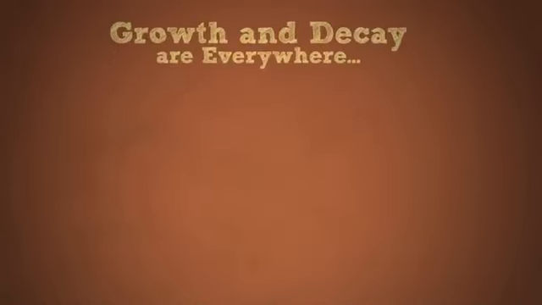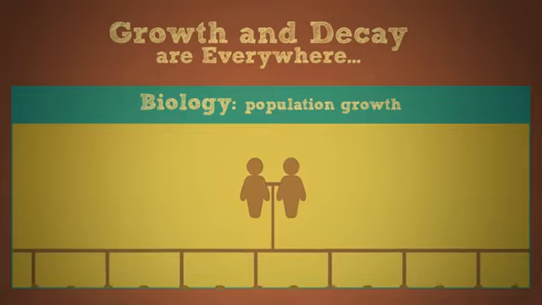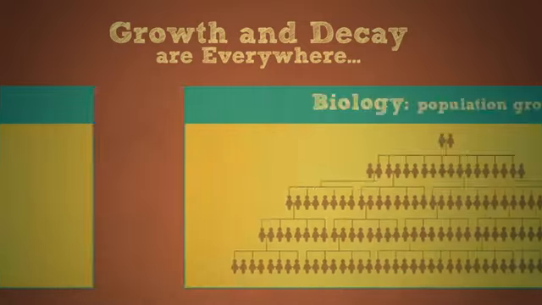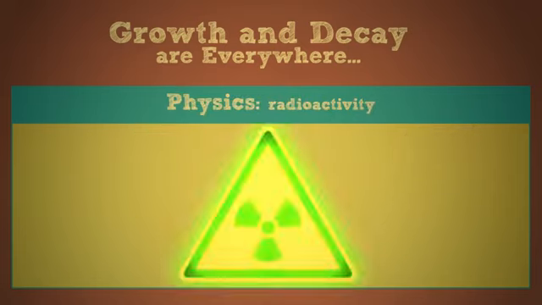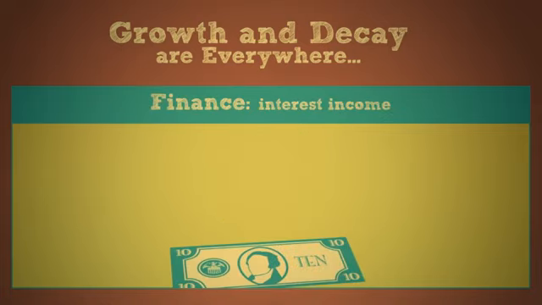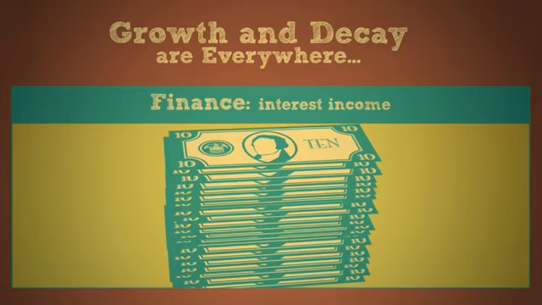Growth and decay are important models to understand because they occur in so many different contexts. In biology, we can use them to study how a population multiplies over time. Or a farmer may wish to grow his business by dedicating 3 more acres to cultivation each year. In physics, we might be interested in calculating how long it takes for radioactive material to break down. In the world of finance, we might want to find out how much interest will accumulate on an account.